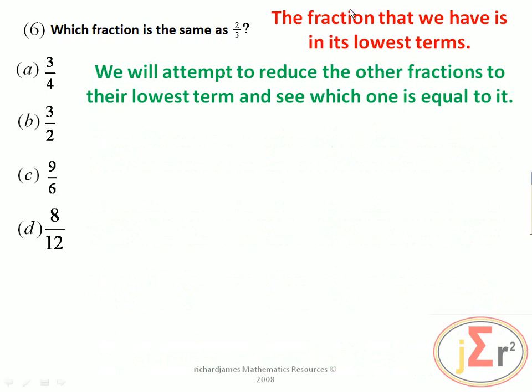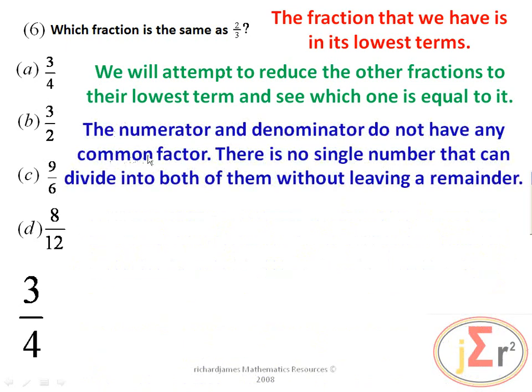Right, so that is one method. Because we want to see which fraction is the same as 2/3, we will attempt to reduce these fractions to see which one will actually reduce to give 2/3. And the reduction process is by what we call cancelling. But let us see what we'll make of this problem. So the first one that we have right here is 3/4. The numerator and the denominator do not have any common factor. There is no single number that can divide into both of them without leaving a remainder.